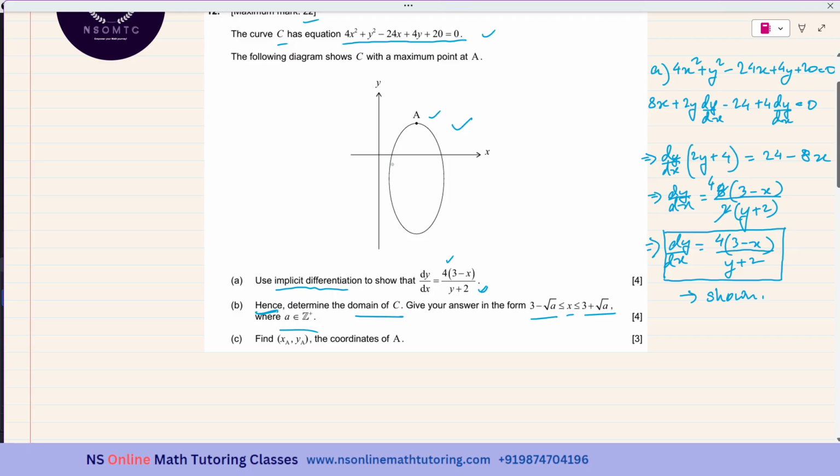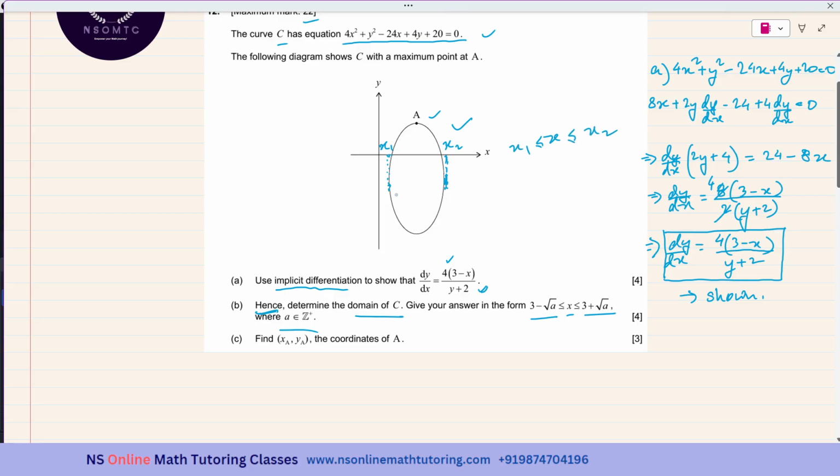Okay, so this is an ellipse and we are seeing this may be the maximum x value that it will be having, and this may be the minimum x value. Now this may be x1 and this may be x2. So the domain will be x is greater than or equal to x1 but less than or equal to x2. That will be the domain.